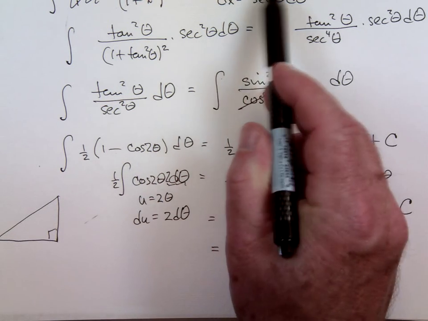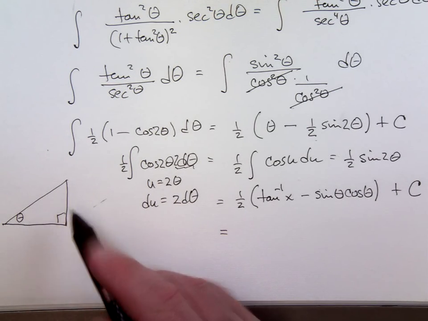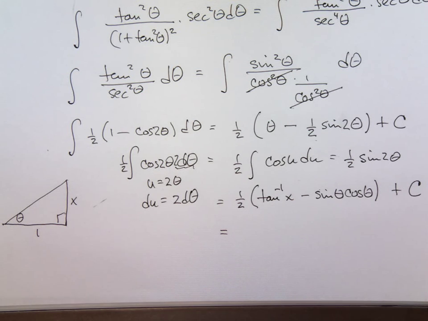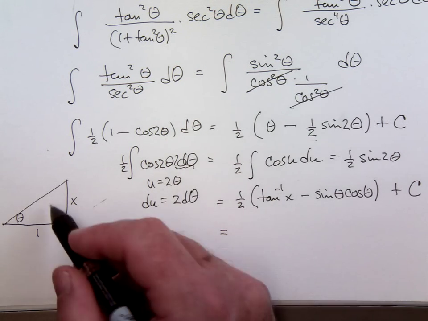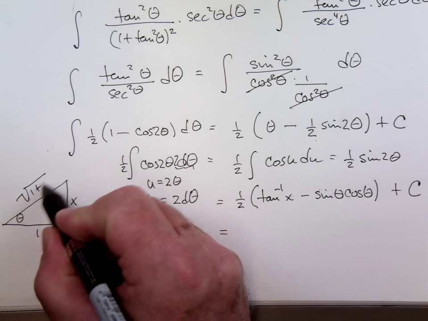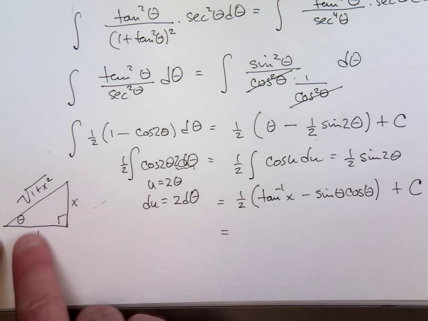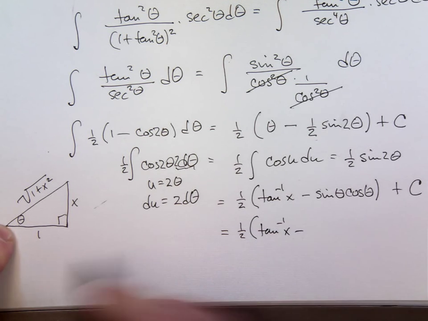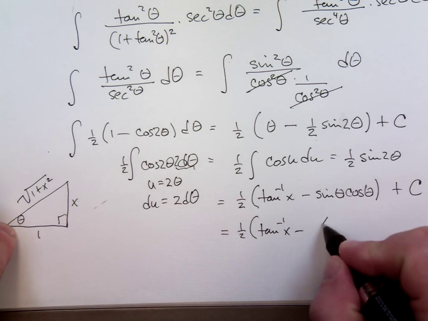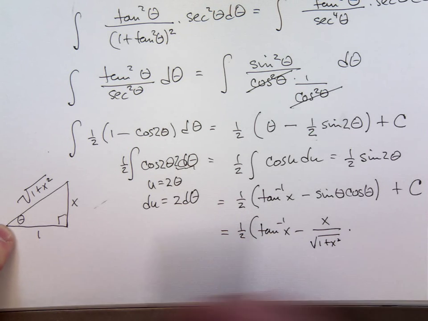X equals tangent theta. Call this theta. The tangent of theta is the opposite over the adjacent. Make it equal to x. Okay, that's what this says right here. X is tangent theta. Tangent theta is opposite over adjacent. You make it x. Solve for the hypotenuse. Square root of 1 plus x squared. Once you do that, you can find the sine of this angle. The sine is opposite over hypotenuse. The cosine of this angle is the adjacent over the hypotenuse.